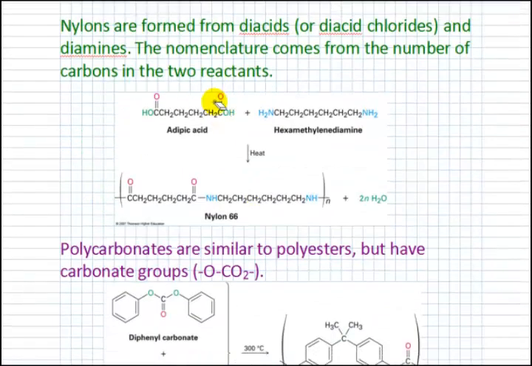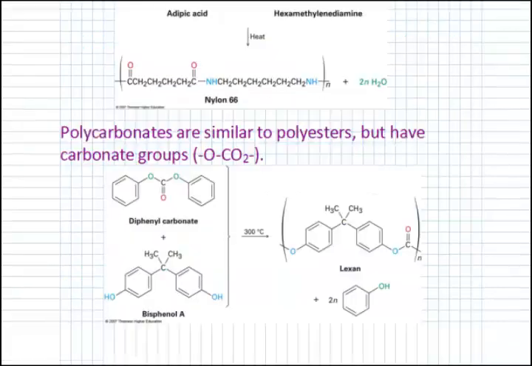If I have a diacid or a diacid chloride, I can make nylon. Nylon 6,6 comes from the number of carbons in the two reactants. So if I have a 6-carbon diacid and a 6-carbon diamine, I have nylon 6,6. Polycarbonates have carbonate groups. So, and I can draw that out a little better. O, C double bond O, O, right, with R's on either side. Those are carbonate groups. If we have diphenyl carbonate as well as bisphenol A, right?